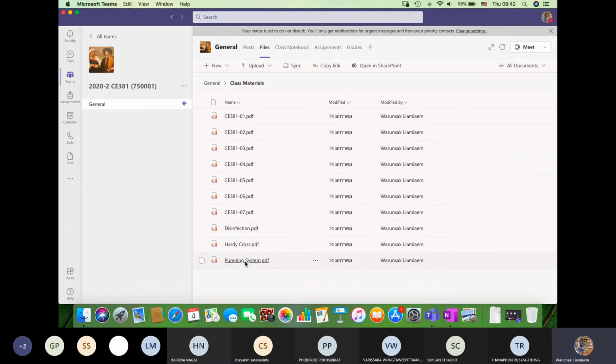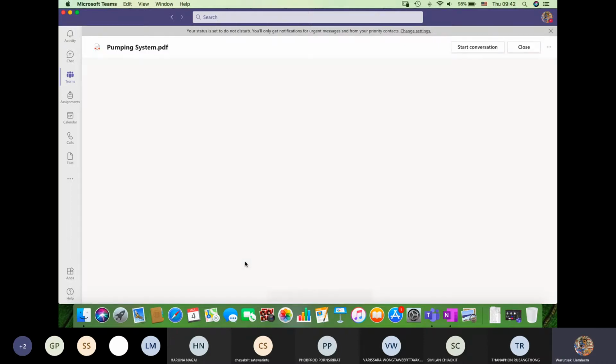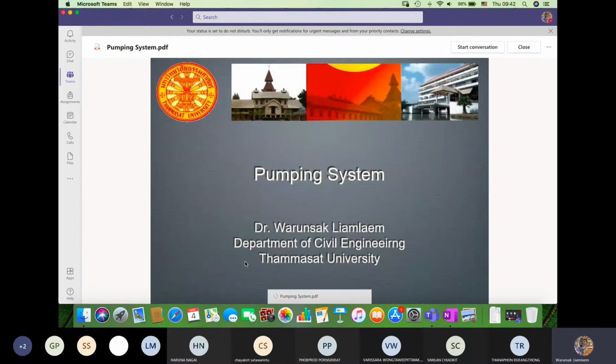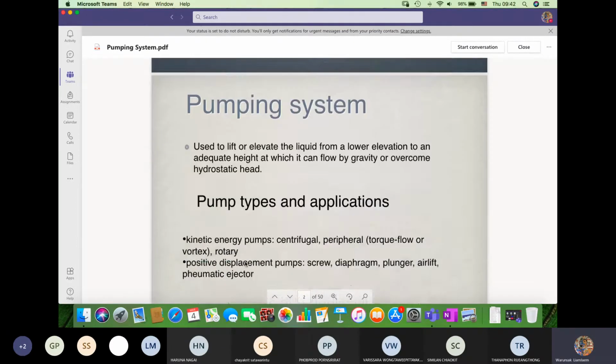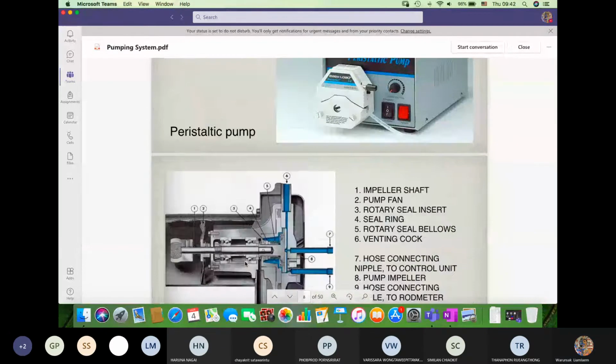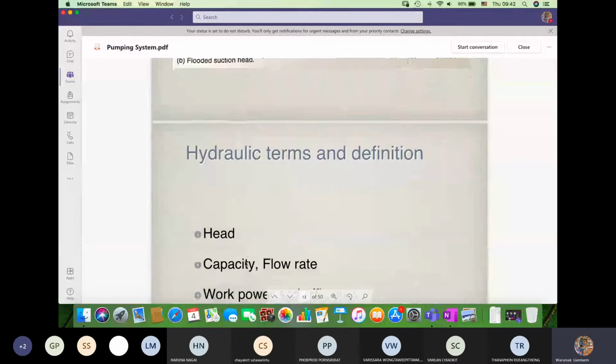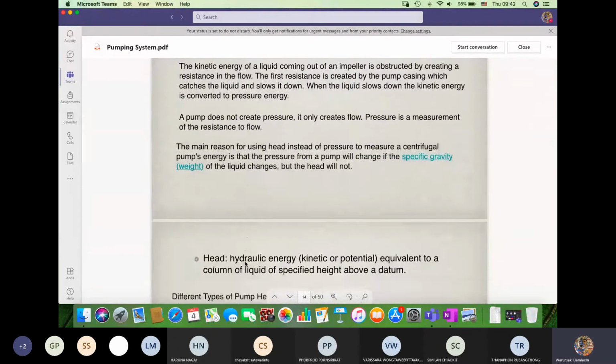And for the pumping system, this one I think we had talked about last week, and we are 100% completed.